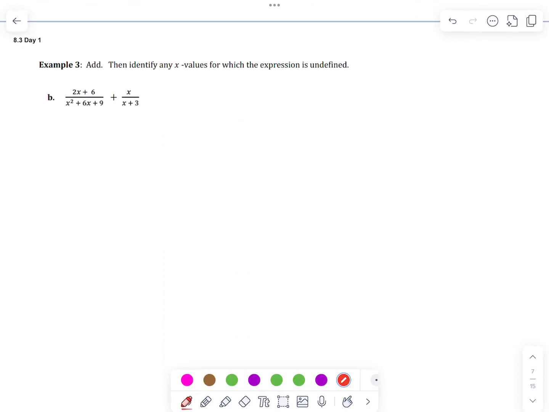All right, here's another example. We want to go ahead and factor the denominator and the numerator. So I'm going to factor the numerator as the GCF of 2. So we're left with x plus 3. And then the denominator, we can do the diamond method. So what are the factors of 9 that add to 6? Well, that will be positive 3 and positive 3.